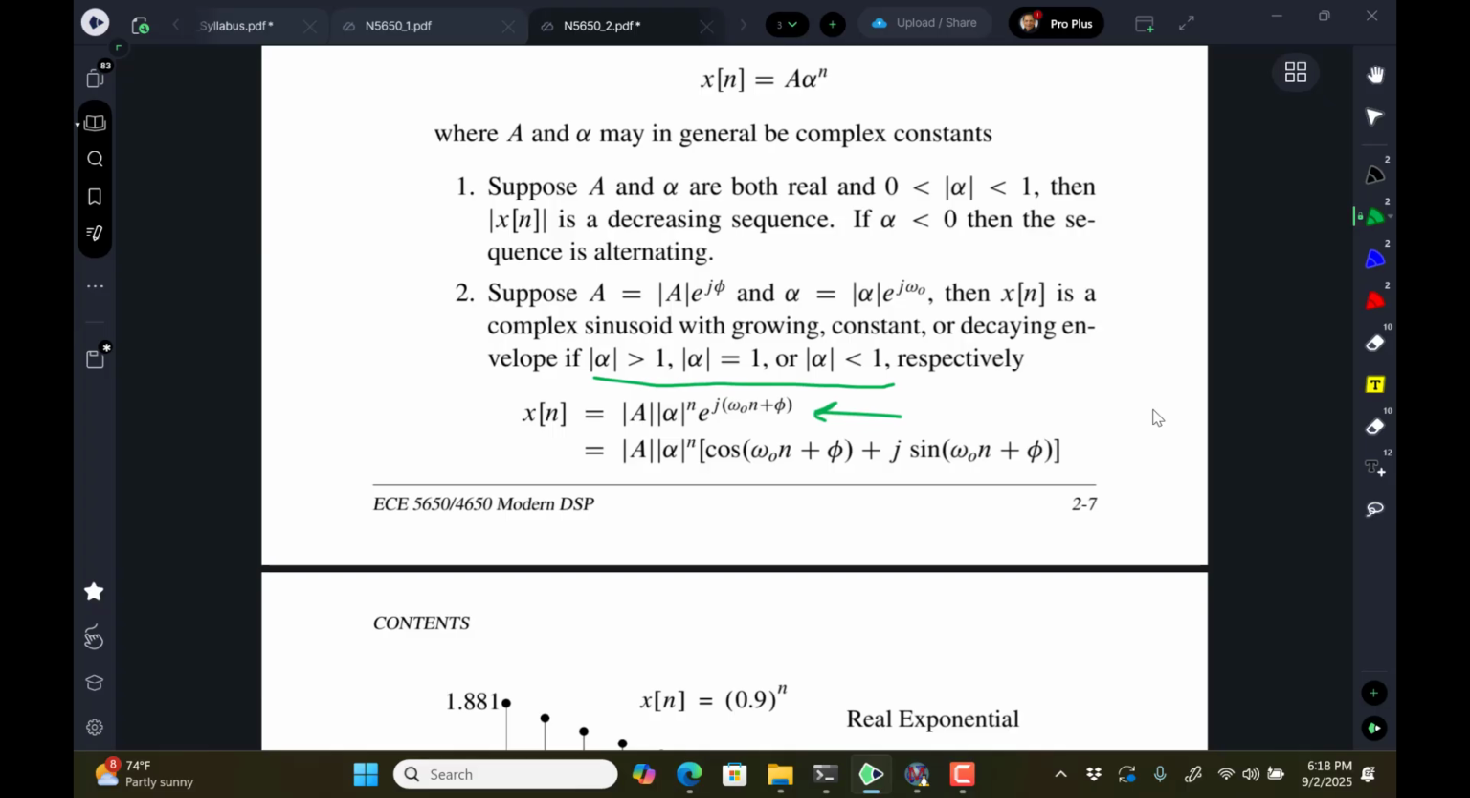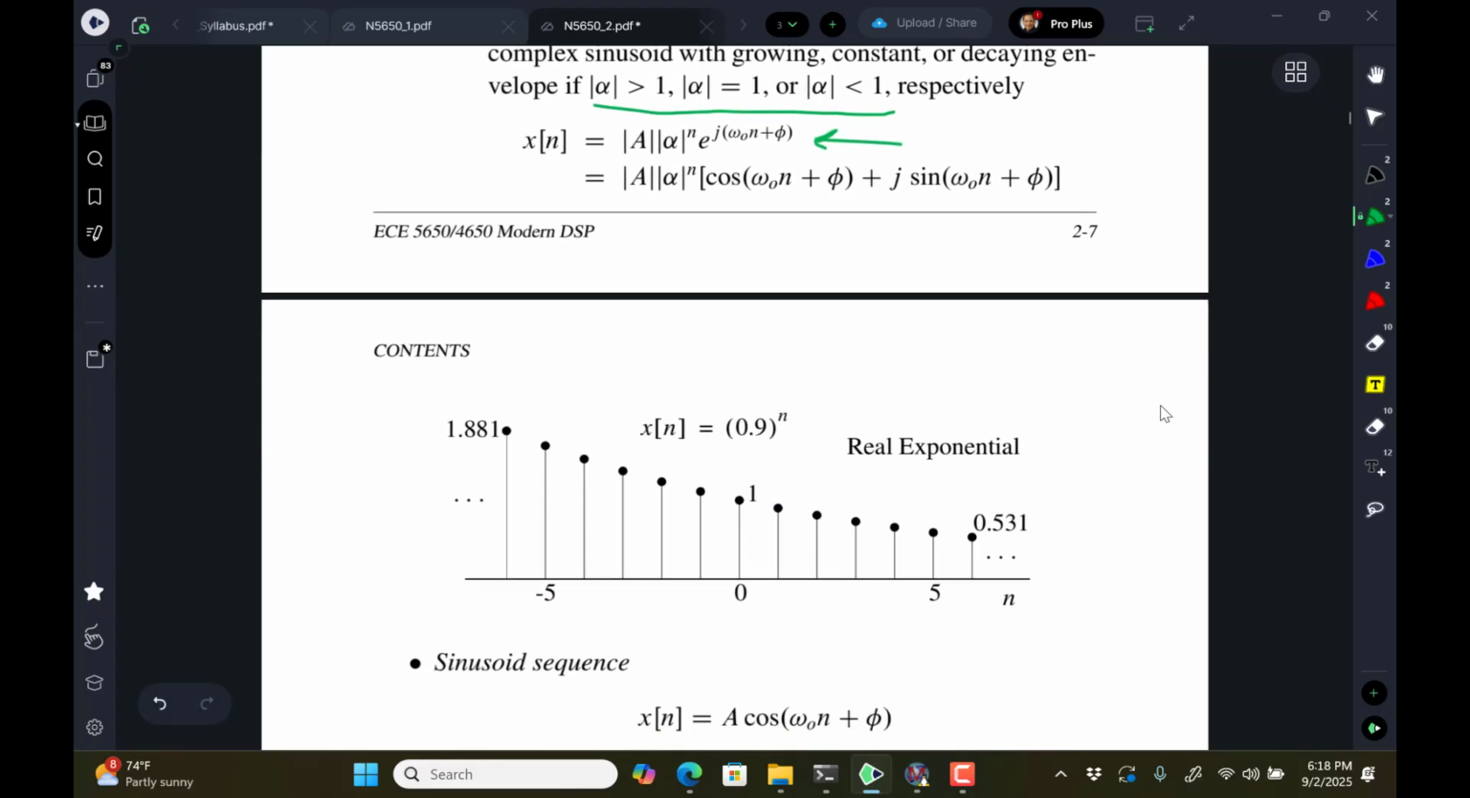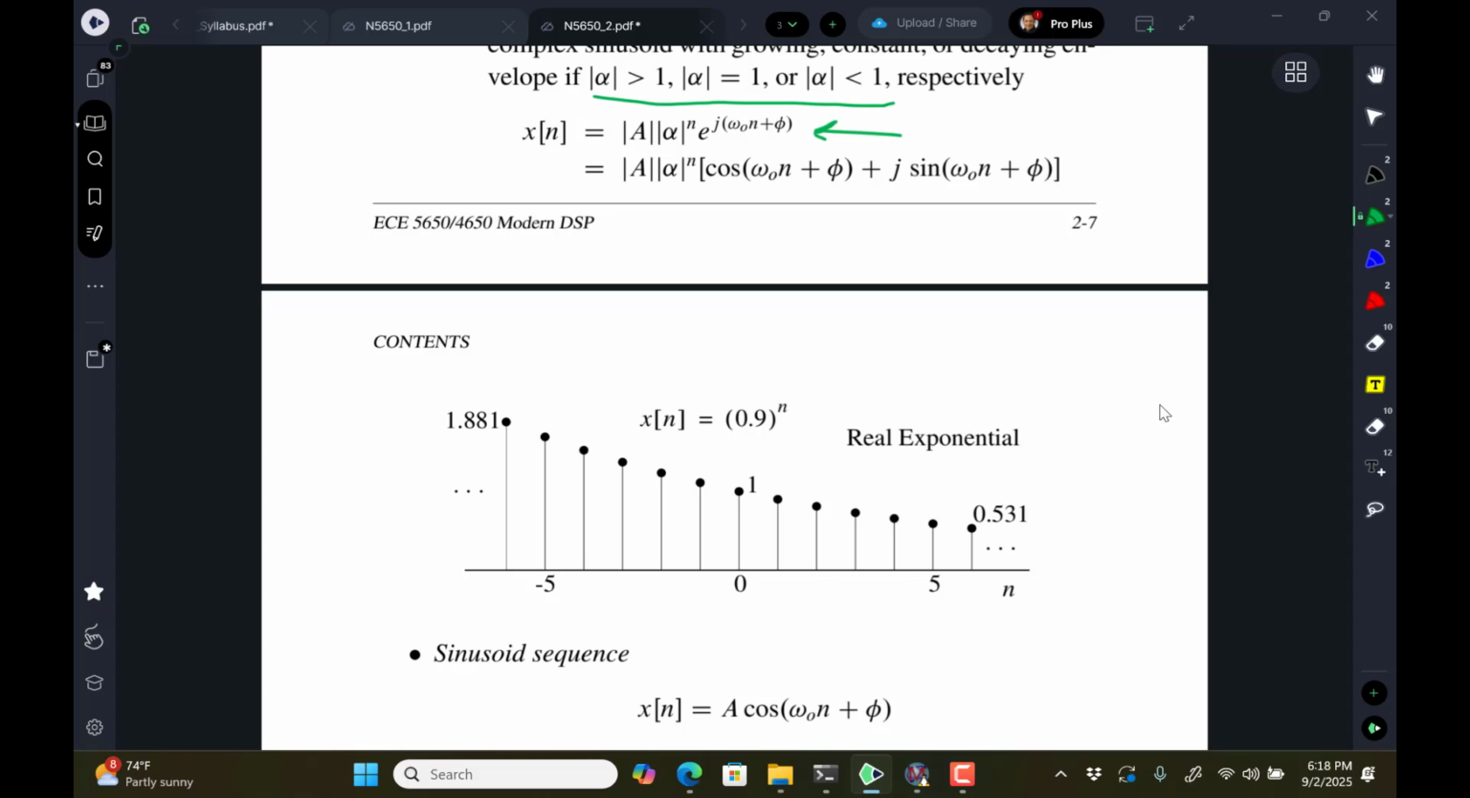But Euler's identity lets you expand it into cosine and sine, and then you can make it be as simple as just an exponential that is 0.9 to the n. So that's a real exponential sequence. Generally, though, when we think of this sequence, we won't have that here. We'll just have zeros in here. And so we'll make it be 0.9 to the n times u of n. So it starts at n is equal to 0.